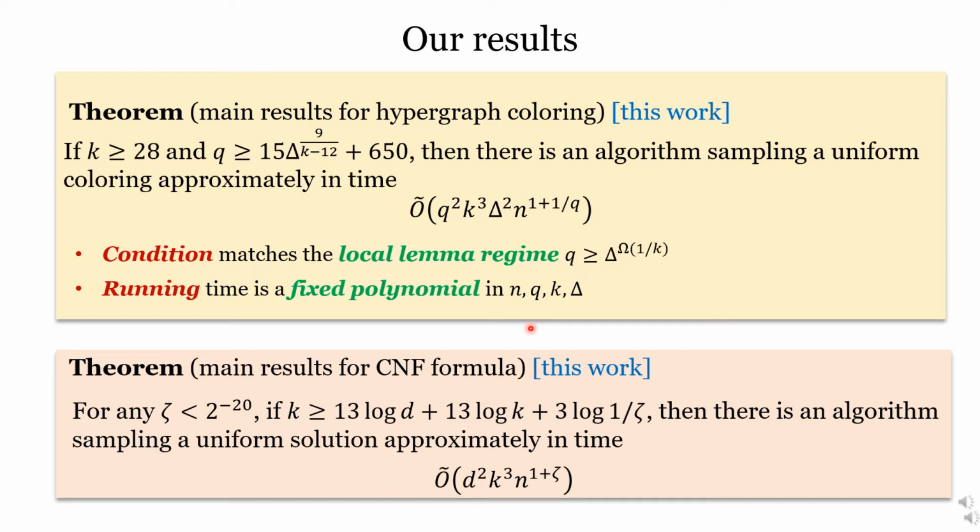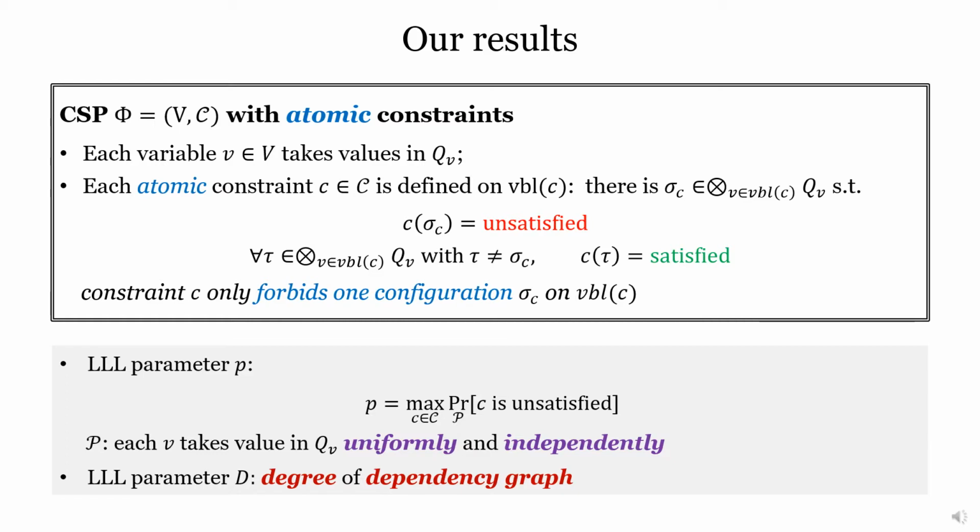For k-CNF, our algorithm samples a uniform solution approximately if k is larger than 13 log d. Its running time is d squared times k cubed times n to the 1 plus eta, where eta is a small constant. This result improves the previous bound, k larger than 20 log d. Our algorithm is also applicable to all atomic CSPs.